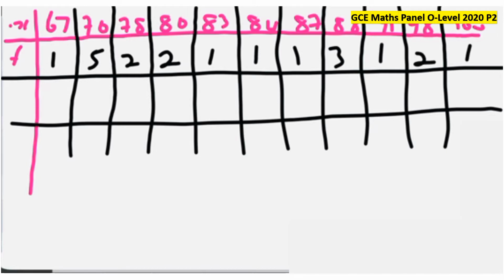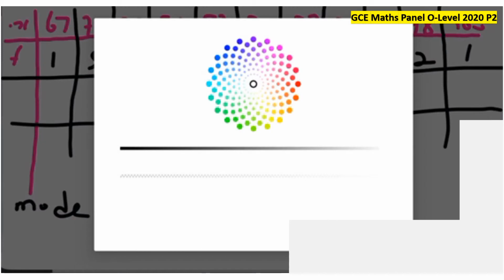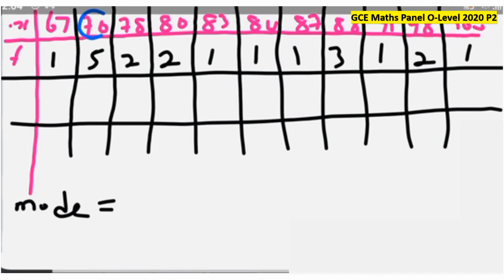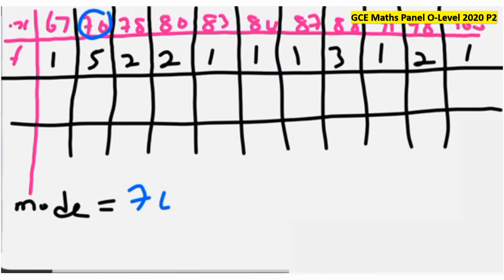Then the next question says we should find the mode of the distribution. The mode is that value with the highest frequency. Looking at our table, the highest frequency is 5. It means that the number that occurs most is 70. Our mode is 70, not 5. 5 tells us where the answer is, but the mode is actually 70.